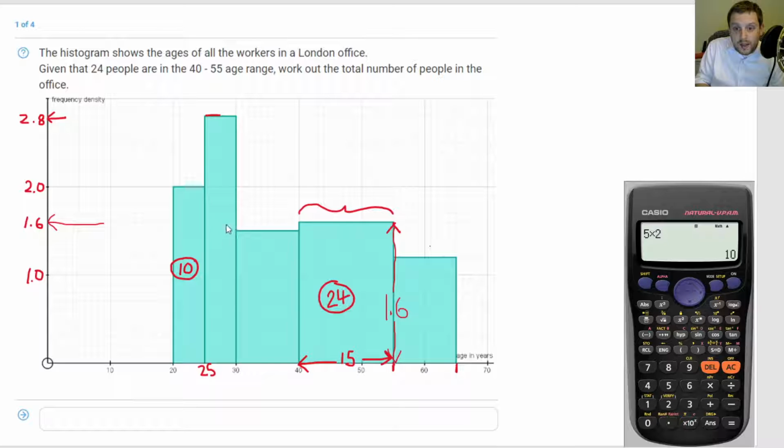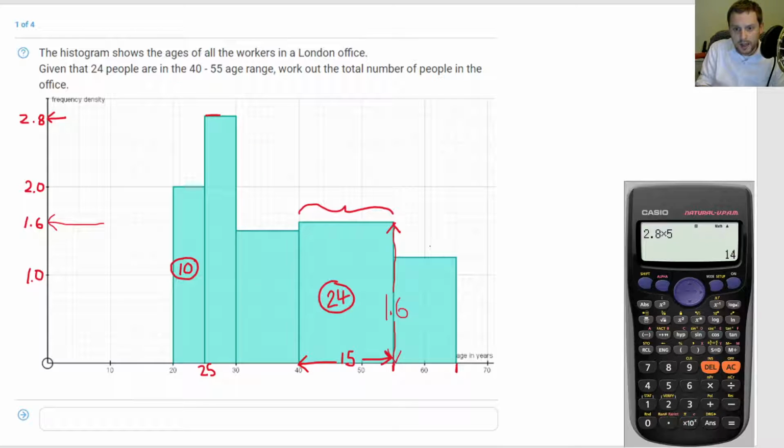This one here is 5 wide, but is 2.8 tall. And remember, I worked out that 2.8 because I first of all established that this was 1.6, and then I worked out what the scale was. Now, the scale wasn't too complicated, actually. It was just going up in 0.1s, but it was quite tricky to see. So I need to do 2.8 times 5.